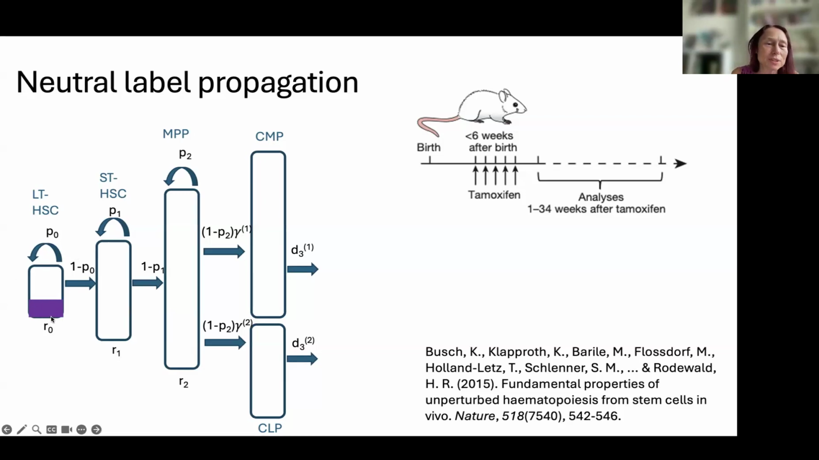So what happens if we put such a thing in this upstream compartment? Well, some of these cell divisions of the purple cells will bring them back here, but some will take them here.